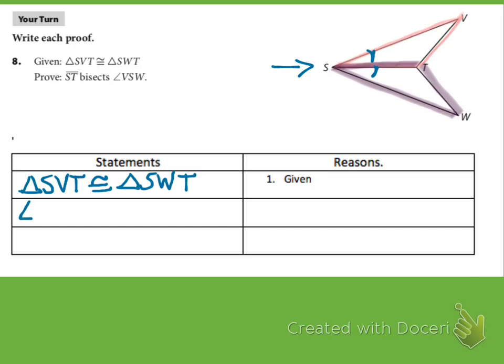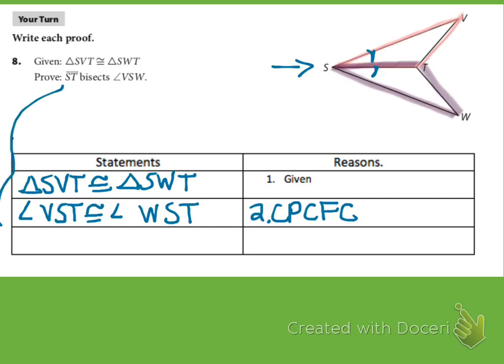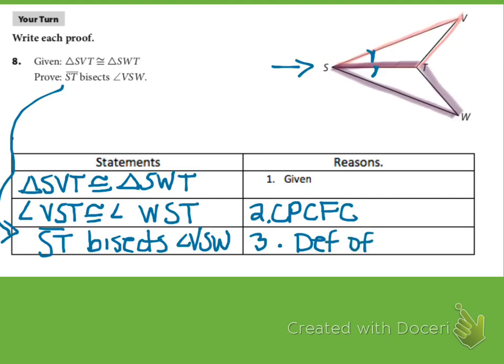Well, I can say those angles are congruent. I could say angle VST is congruent to angle WST, and that's because they are corresponding parts of congruent figures, and that means they have to be congruent. So I use the CPCFC property to show that those two angles are congruent. Now I can prove what I was trying to prove, which is always your last step in your proof, that ST bisects angle VSW. And that's because it meets the definition of angle bisector.